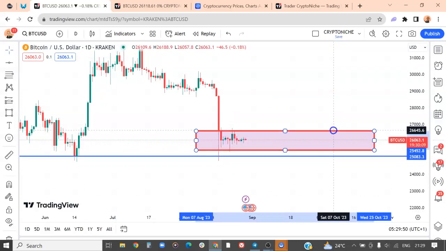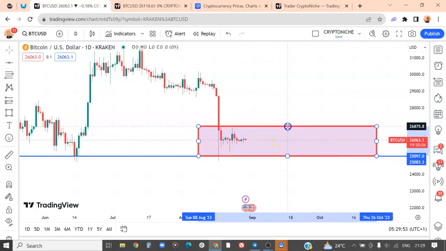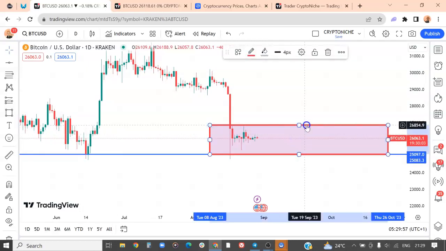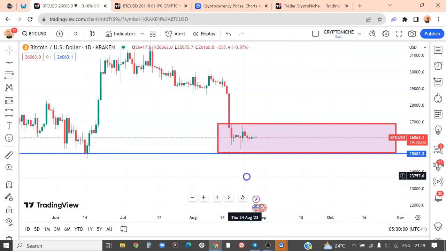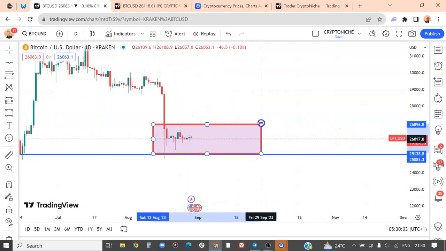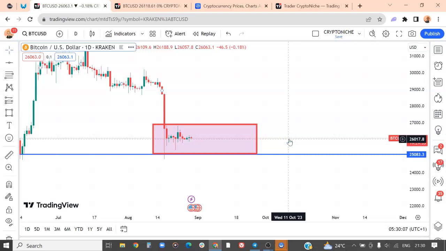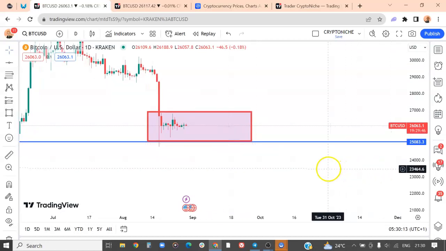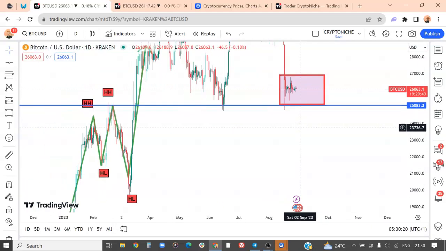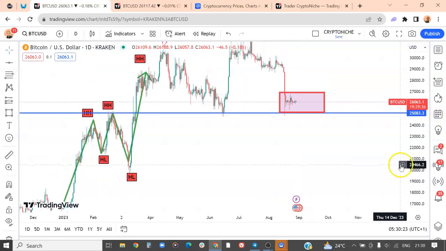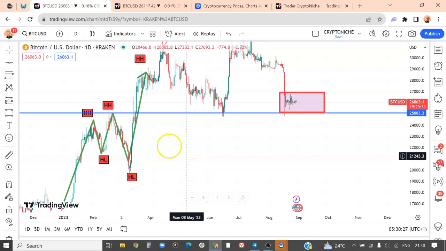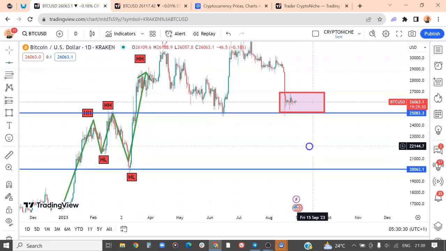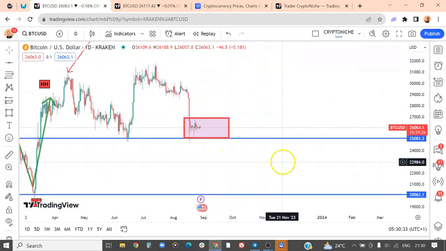When you see a movement like this, they will have something like this, probably after some weeks from now. The worst case that we can have is a leg down to 24,000, or 24,000 to 22,000, and that looks even more unrealistic, because the moment you're able to break out of here, the possible movement could be somewhere around here. That is the worst case scenario for Bitcoin.